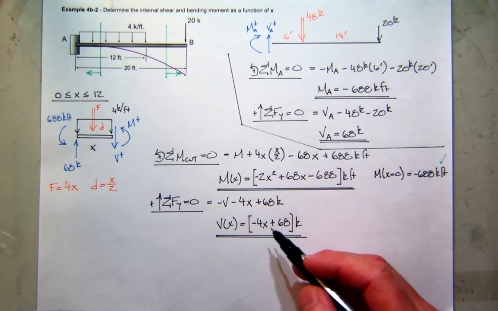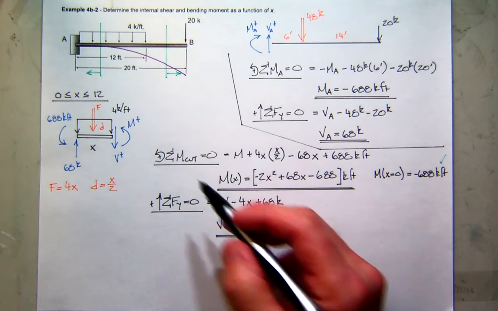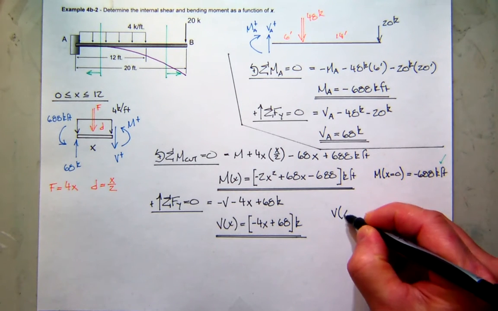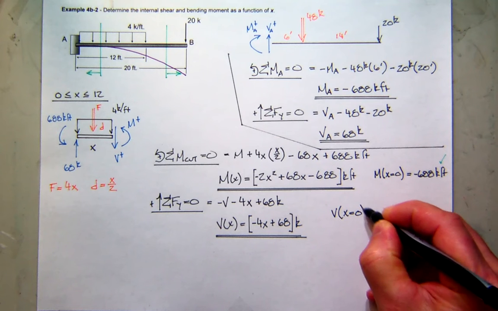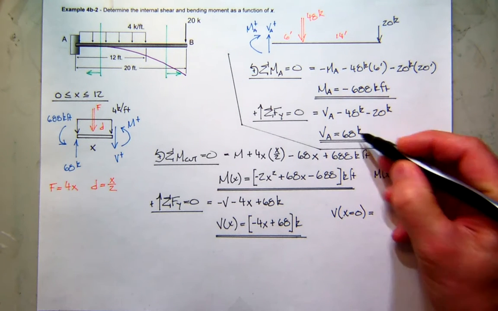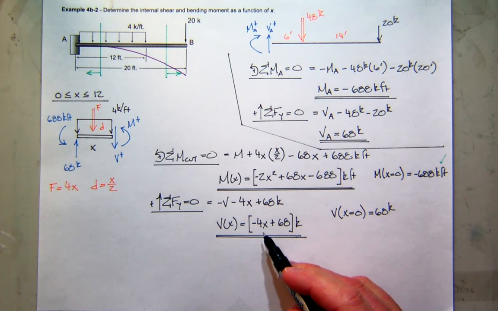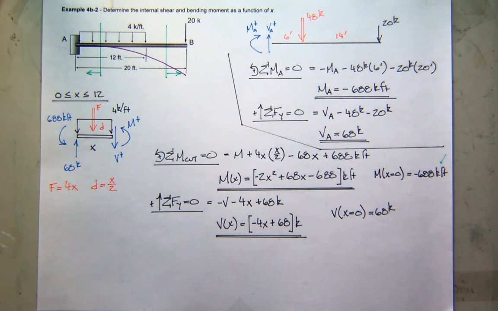Do I know the shear anywhere from 0 to 12? At x equals 0, yeah, at my reaction. So I'm hoping that my equation tells me that the shear at x equals 0 should be 68. So plug in x equals 0, and look what you get. You get 68. That's cool. What else can you check now?